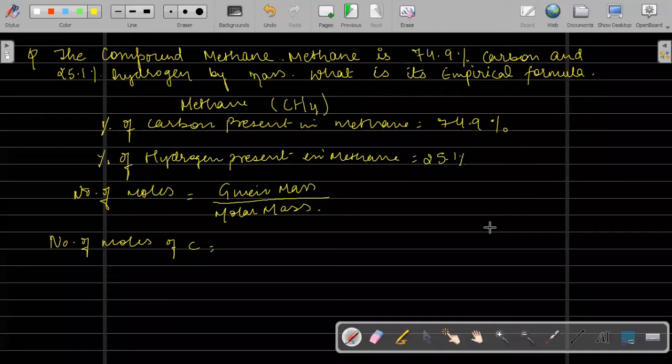Now we have data in the form of percentage. So can we let the total mass of methane, that is CH4, be 100 grams? When the percentage of atoms present in the compound is given, we can take the total as 100 grams. It is a comparison.